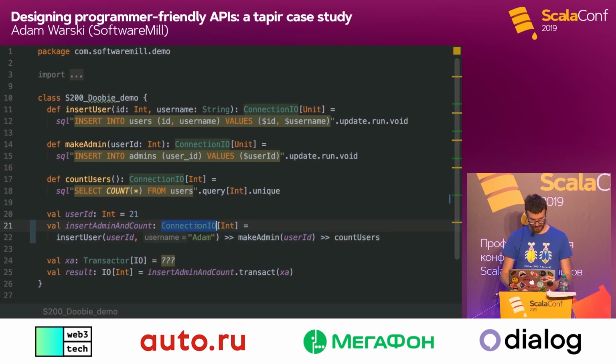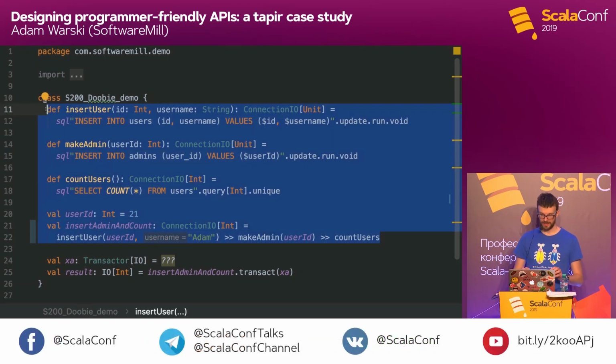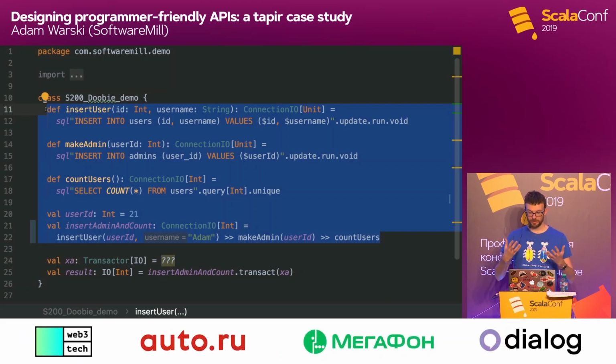But at the end of the day, if we run only this code, nothing will happen really, right? There will be some memory allocated, the data structures will be created, but nothing will happen in the database, right? Because it's only a description. It's an immutable data structure describing what should happen when we talk to the database.